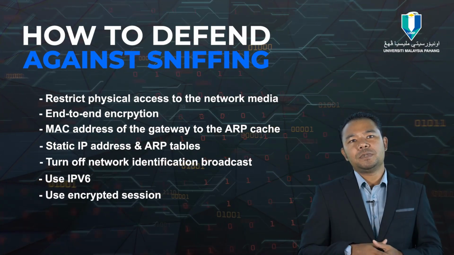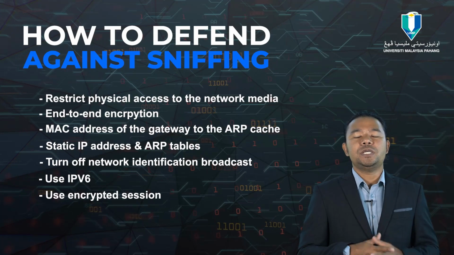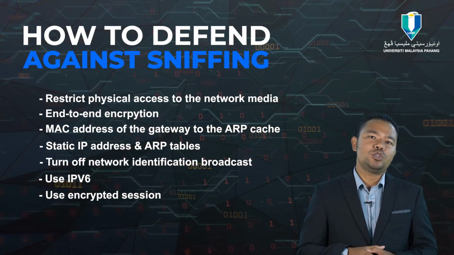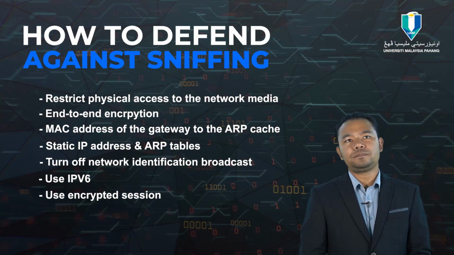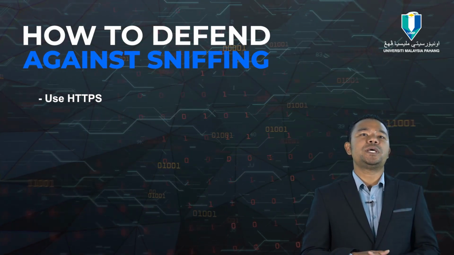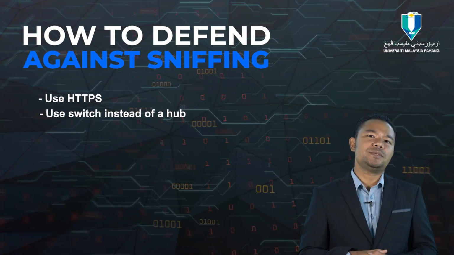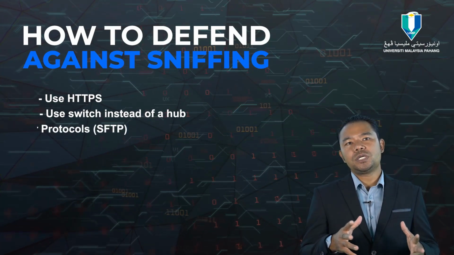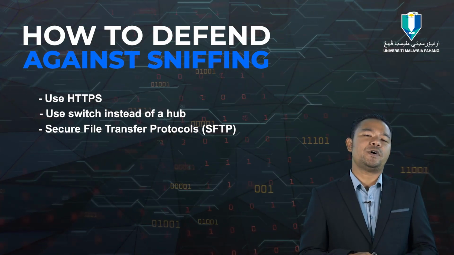Use encryption such as SSH instead of Telnet, secure copy instead of FTP, and SSL for email connections to protect wireless network users against sniffing attacks. Use HTTPS instead of HTTP to protect usernames and passwords. Use a switch instead of a hub, as a switch delivers data to the intended recipient only.